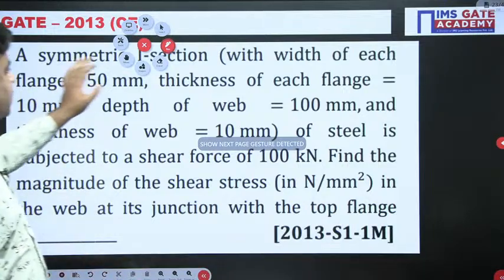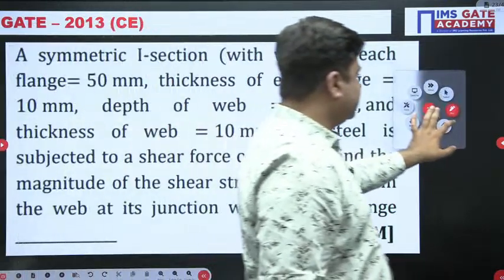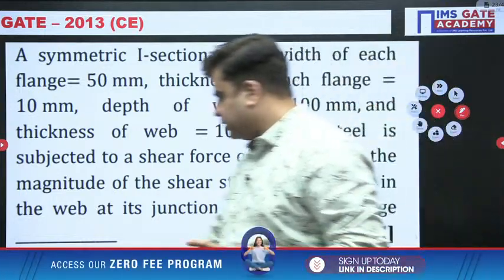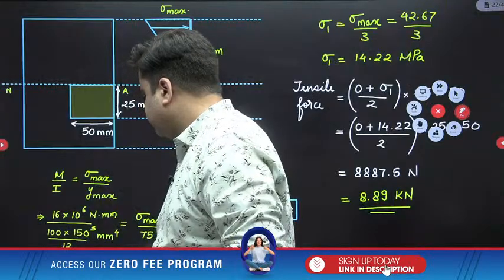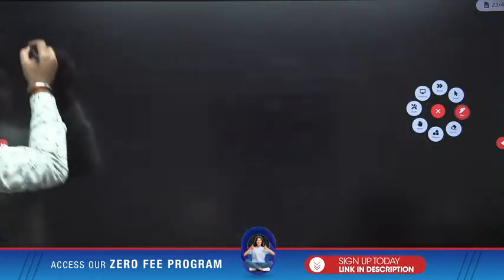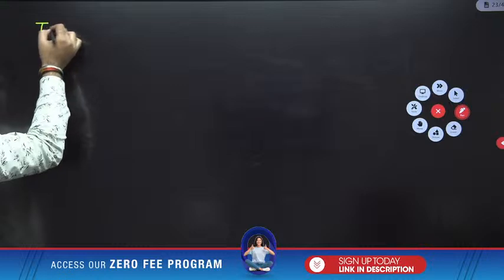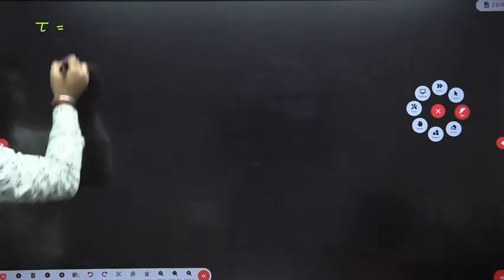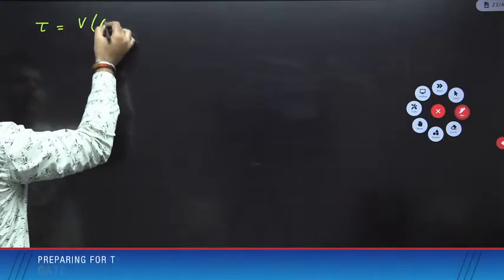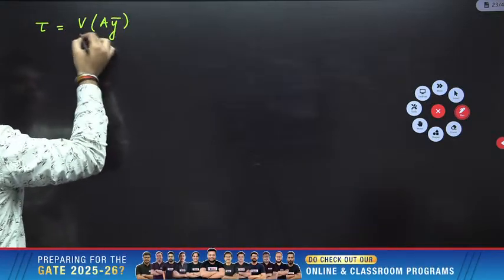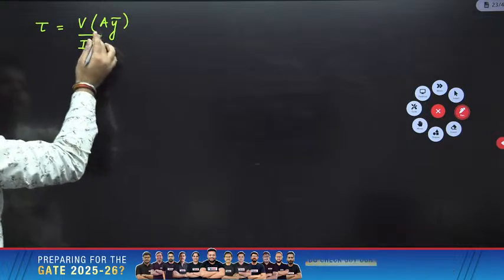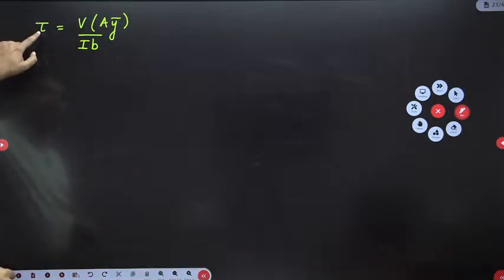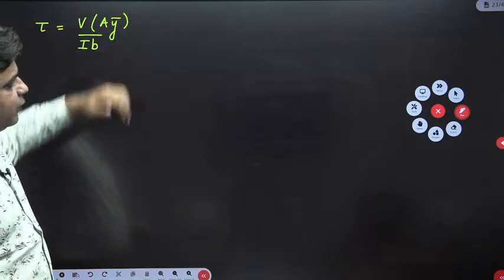Next is, this is the question of shear stresses, right? You can try this question by your own. I just give you one idea about shear stresses. What is the shear stress? Shear stress on any fiber at some distance y from the neutral axis is equal to V into A y bar divided by I B. This is the equation of shear stress that we are going to use to find out the value of shear stress at any distance y from the neutral axis.